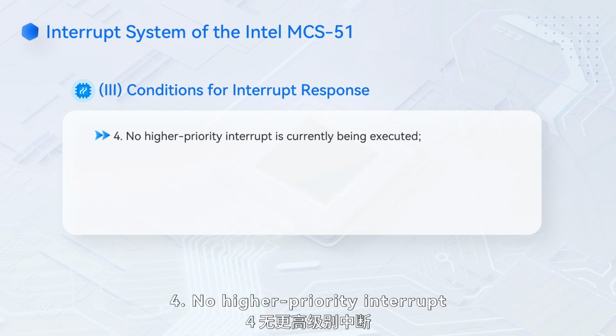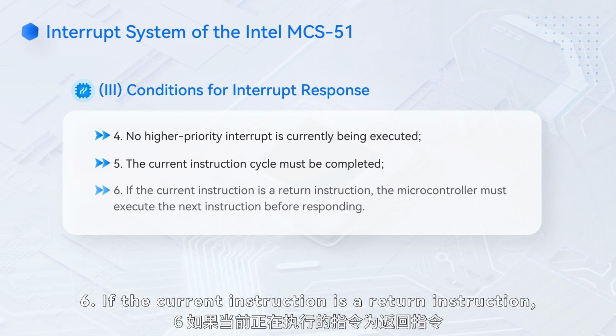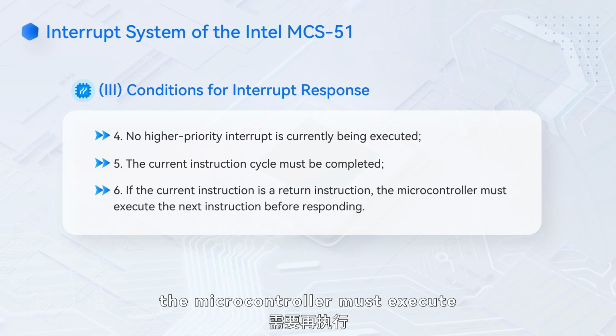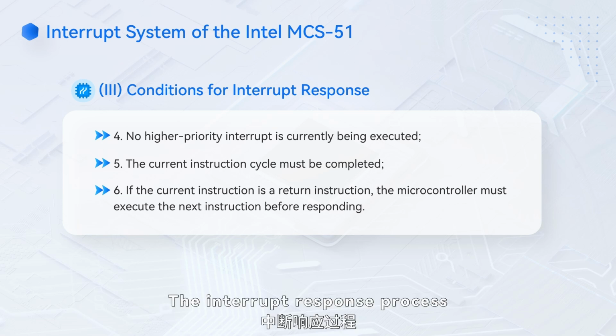4. No higher priority interrupt is currently being executed. 5. The current instruction cycle must be completed. 6. If the current instruction is a return instruction, the microcontroller must execute the next instruction before responding. The interrupt response process is illustrated in the PPT.